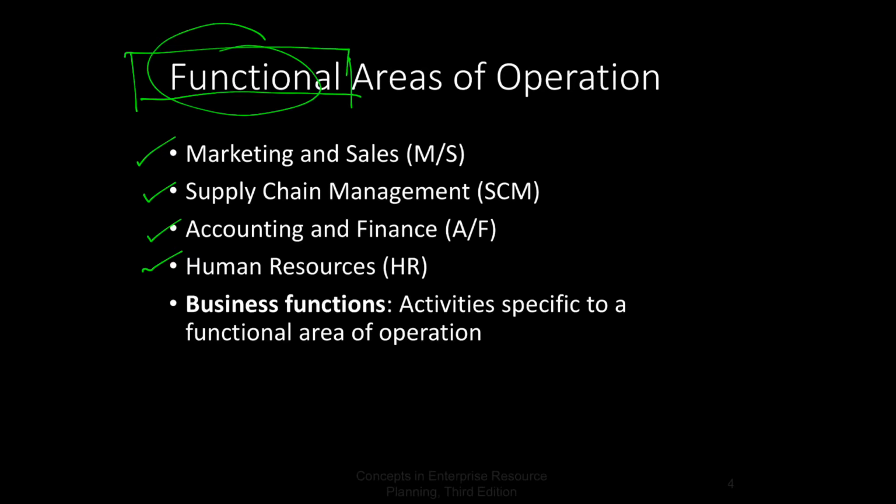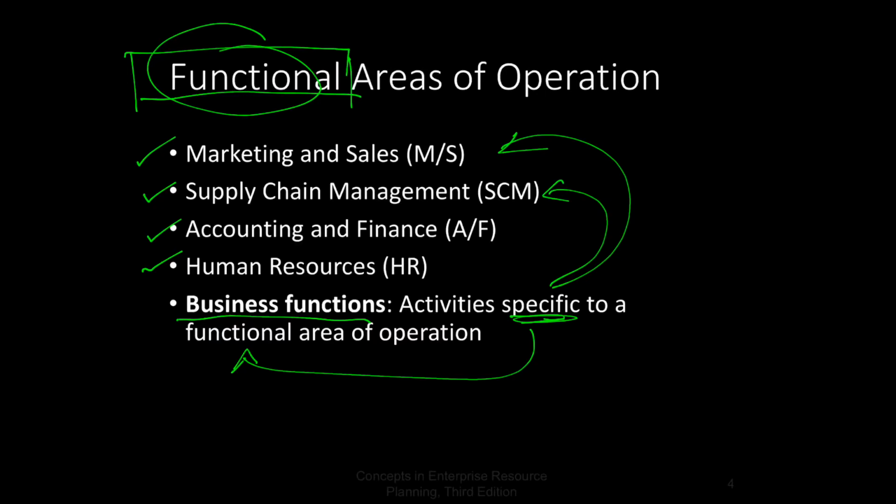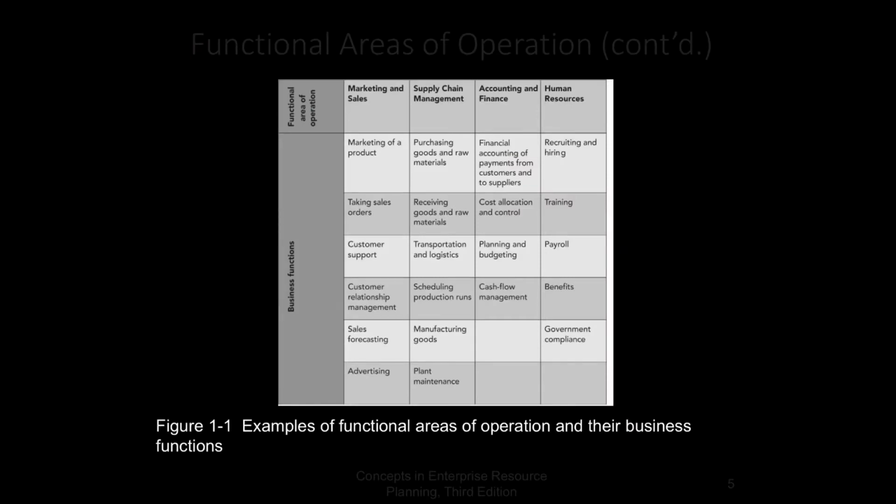With these areas of operation, we have the business functions. Business functions are activities specific to a functional area of operation. So a business function is an activity specific to marketing and sales, to supply chain management, to accounting and finance, and to HR. These are examples of the business functions involved in different areas of operation.